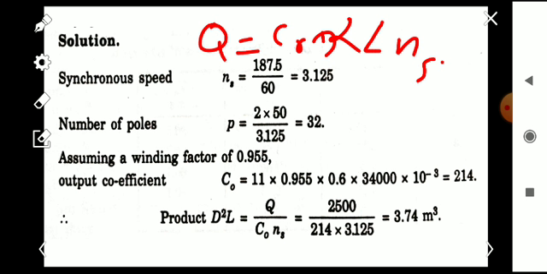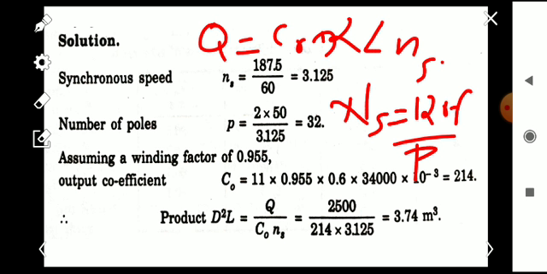So for substituting the value of ns, first we have to find it. ns is obtained from capital Ns, that is rpm by 60. So we are getting small letter ns as 3.125 rps, and the number of poles p. Okay, same equation, that is ns equal to 120 f by p. So p is equal to 120 f by Ns. F we know, capital Ns, that is rpm, is given, and we are getting the number of poles as 32, and here we can assume the winding factor as 0.955.